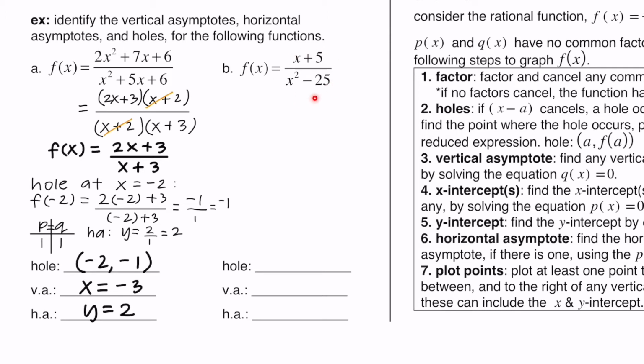The first step is to factor. And now we're going to check for common factors. You guys can see that x plus 5 is the common factor, so that cancels. So here's our reduced function. We get f of x equals 1 over x minus 5.